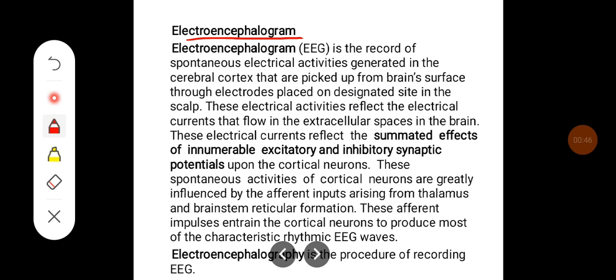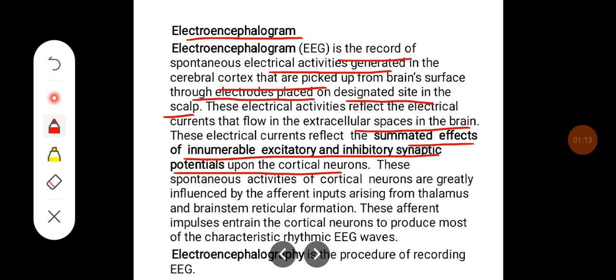Electroencephalogram. EEG is the record of spontaneous electrical activity generated in the cerebral cortex and picked up from the brain surface through electrodes placed on the designated site on the scalp. These electrical activities reflect the electrical currents that flow in the extracellular spaces in the brain. These electrical currents reflect the summated effects of innumerable excitatory and inhibitory synaptic potentials upon the cortical neurons.